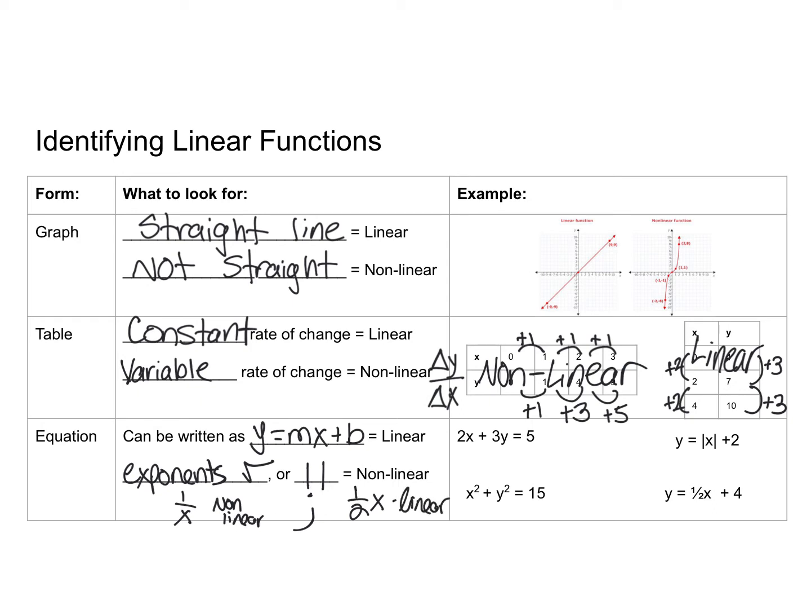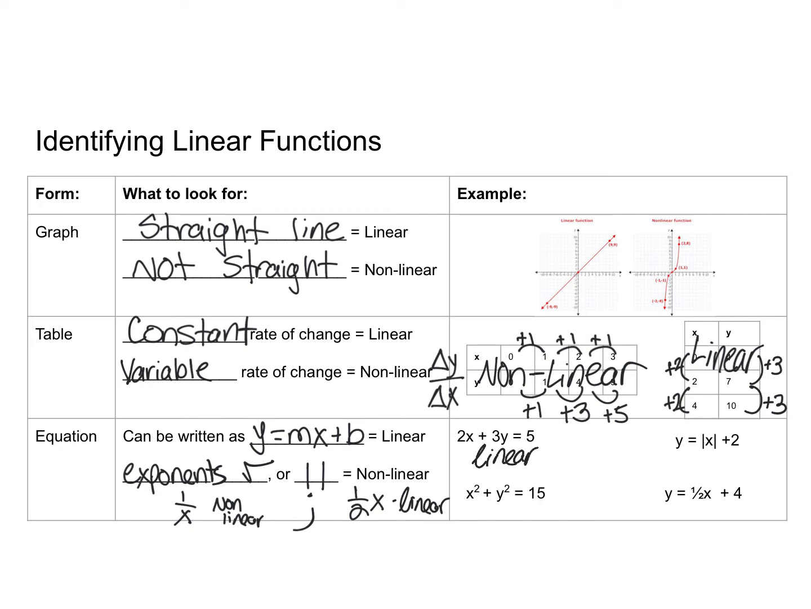So if you ever end up with x on the bottom of a fraction, like there's a fraction bar and the x is underneath it, then that's a nonlinear situation. So look at these examples over here. This one, where I have 2x plus 3y equals 5. It's not currently in this y equals mx plus b form, but because it does not have exponents, it does not have root symbols, it does not have absolute value bars, it does not have a fraction with an x in the bottom, it is still linear. We could rearrange that, and we'll learn how to do that later, to get a y equals mx plus b equation. So this function is linear.